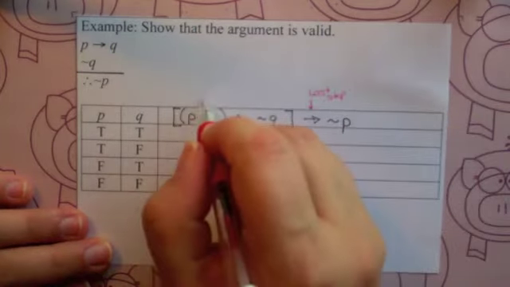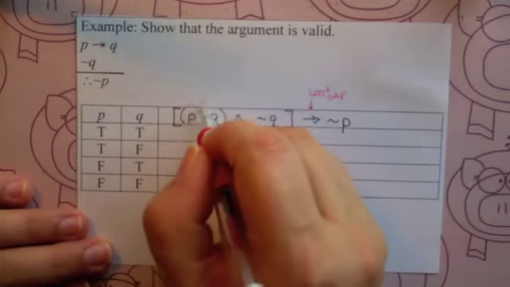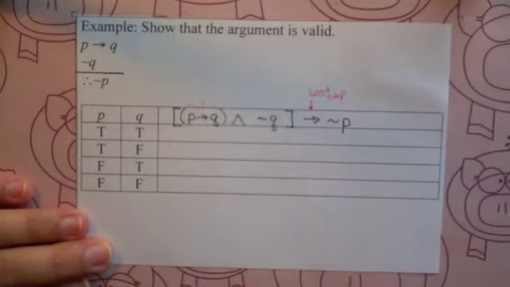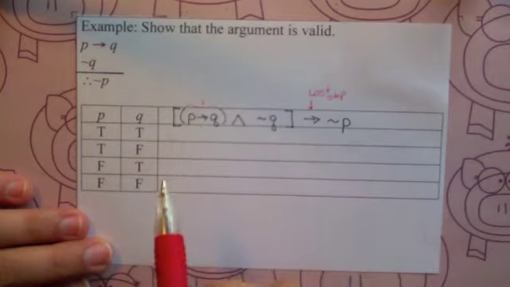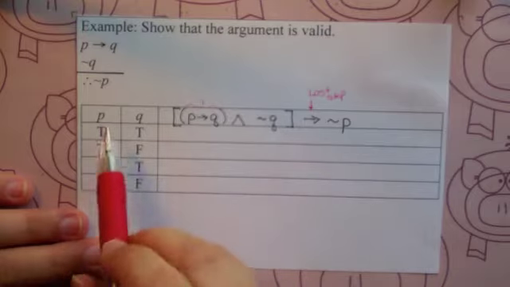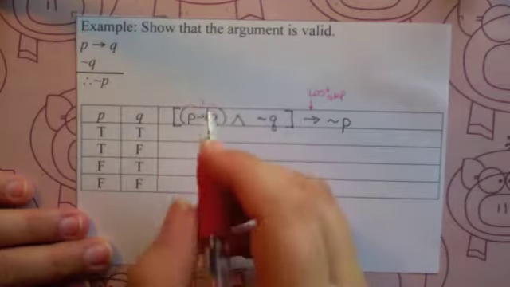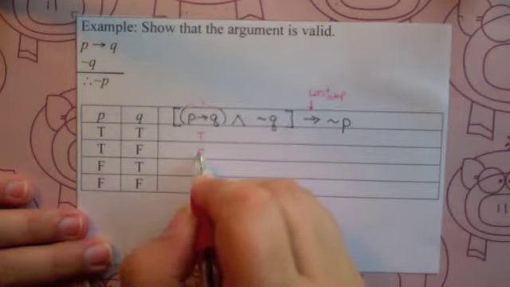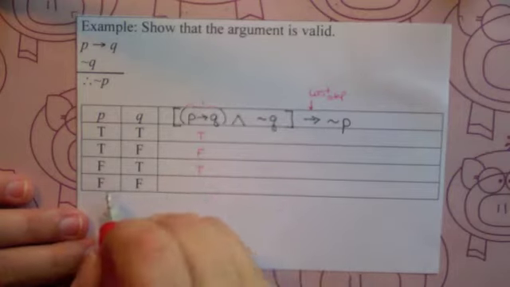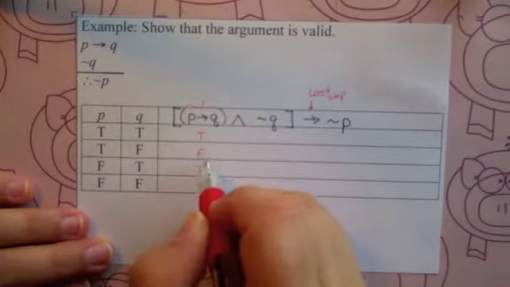So step number 1, let's do P implies Q. Remember the if-then? The only time it's false is when you have true followed by false. So if true, then true. If true, then false. False, true. False, false. Okay?